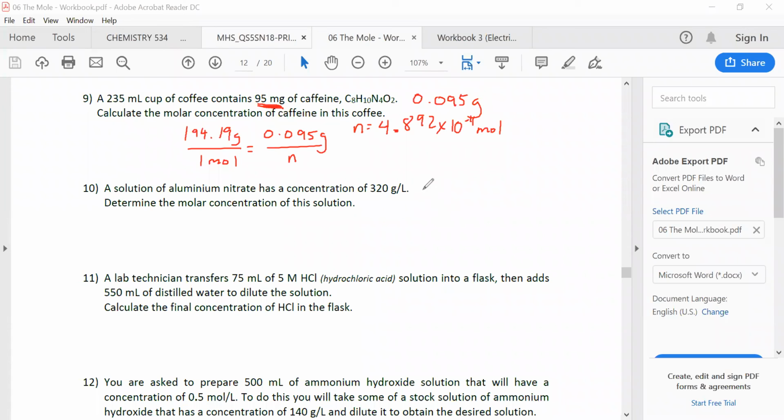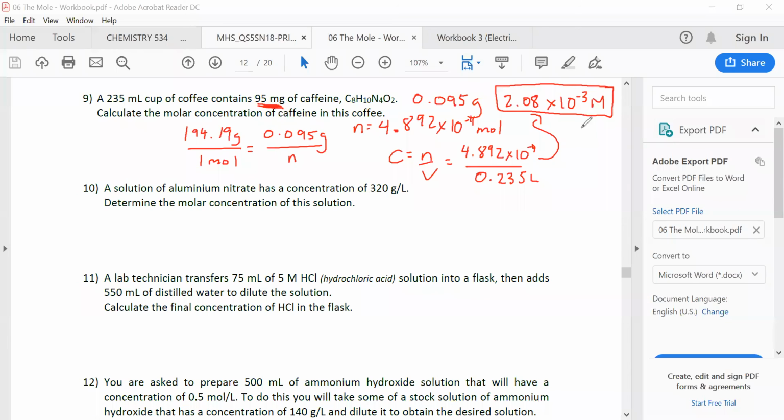Now, once we have this set up, the rest is pretty straightforward. I just have to divide that amount of moles by the amount in liters of the cup of coffee. So now it's C is equal to N over V, where I have the number of moles, a very tiny amount, 4.892 times 10 to the negative 4, divided by the size of the cup of coffee, which is 0.235 liters. And this, I'll write it at the top since it is a larger number, ends up being 2.08 times 10 to the negative 3 moles per liter, which is our final concentration.